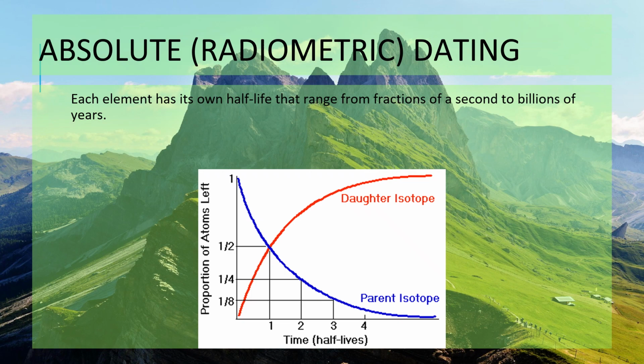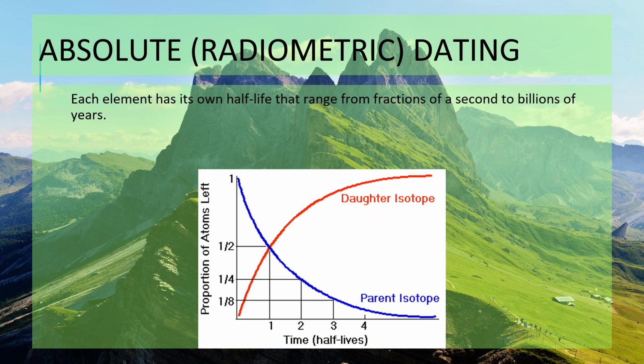All right, so every element has its own half-life, and that ranges from fractions of a second to billions of years. We don't really have any fractions-of-a-second ones on our Earth science reference tables because they're just not super useful for us in this field. However, we do have a billions-of-years option. Your uranium is a billions-of-years option.